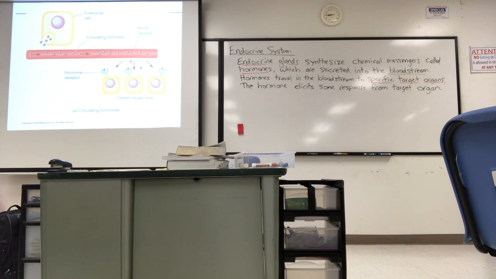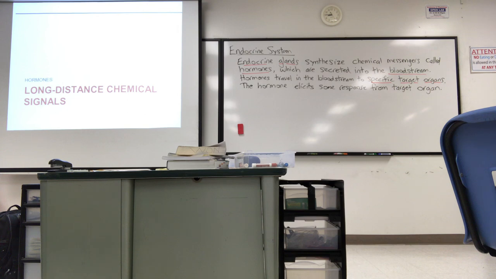This is the other major communicating system of the body. When you come out of 4:30, most instructors end with the nervous system. In the nervous system, you learn about the synapse, which is a connection between two cells, and how neurons can communicate with other neurons or muscle fibers. Here, this cell is communicating with these cells, not through a synapse, but using the bloodstream and this chemical messenger. Not a neurotransmitter, but a hormone. So this is the other major communication system in the body. Think of them as long-distance chemical signals.